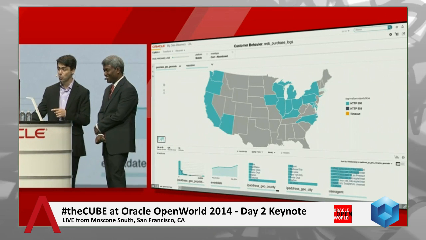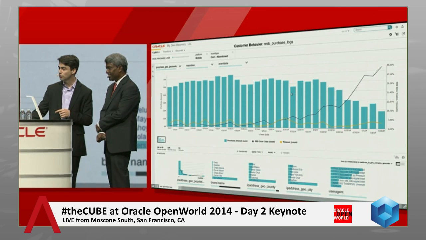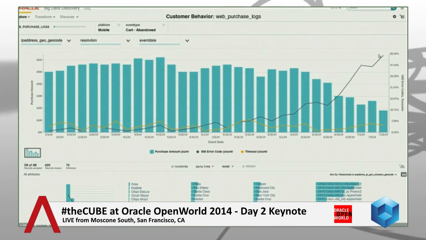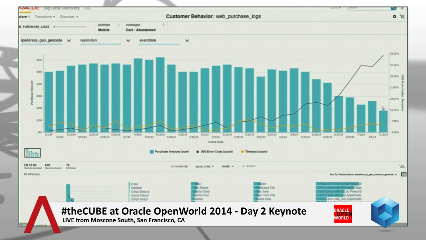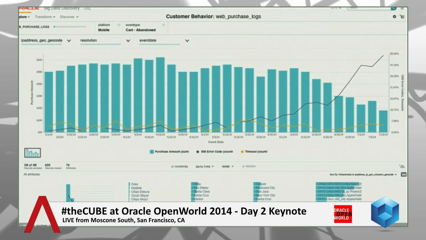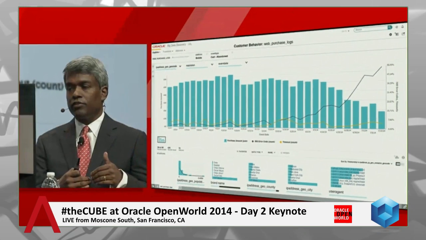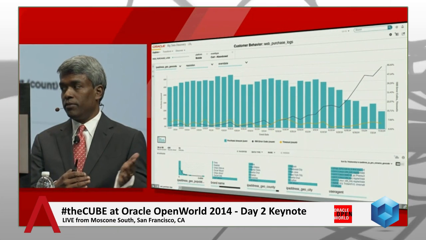OK, so I want to know when this started. And with a few clicks, I have my answer. It seems to have started on this date. I can see the error counts shooting up. And I can even estimate the impact on revenue by looking at the revenue bars going down. So we looked at the data in the data lake. We explored it, and we never really thought we had a problem, but we found a problem.